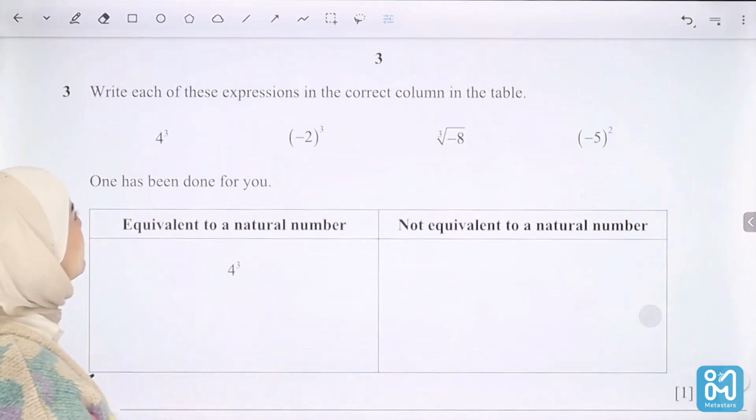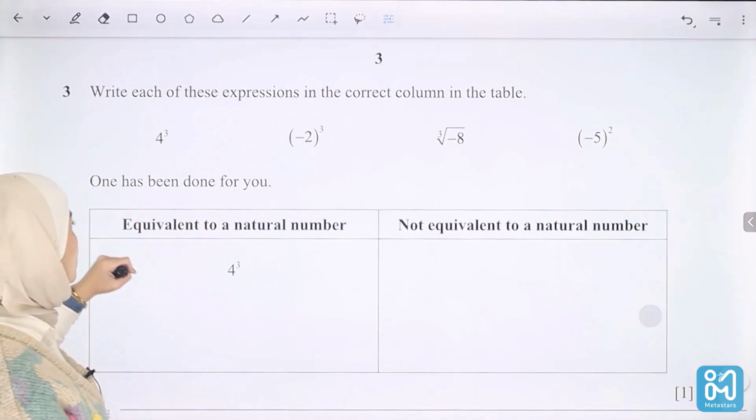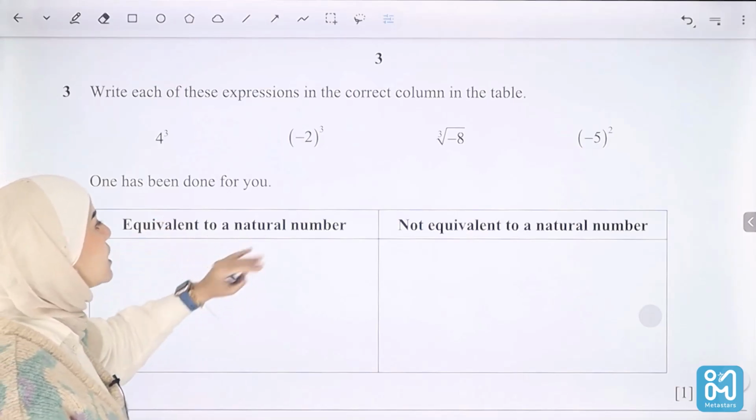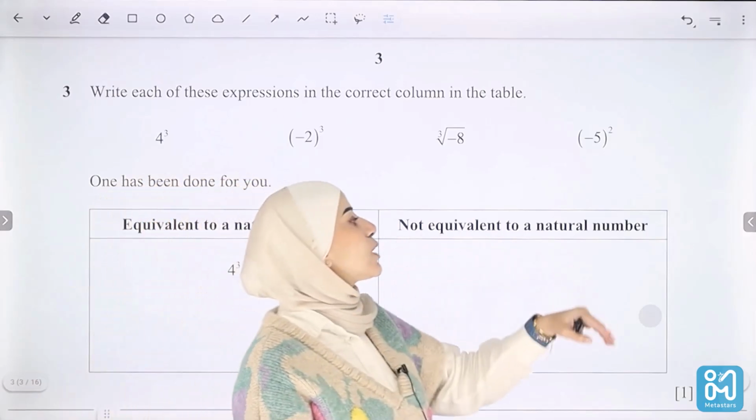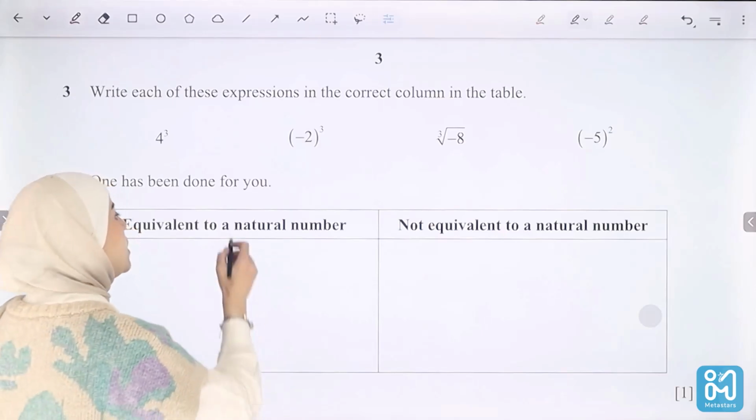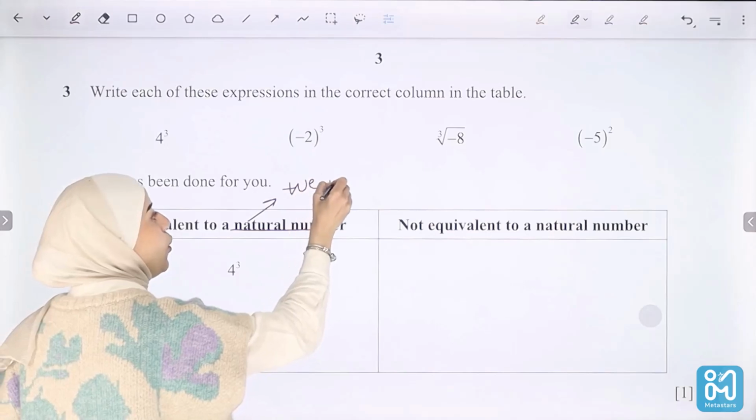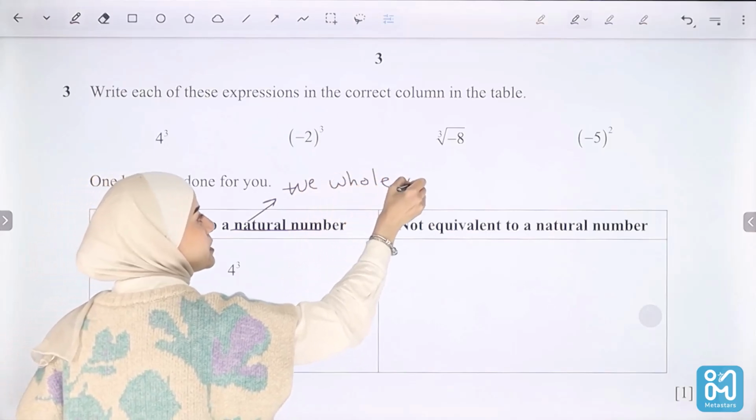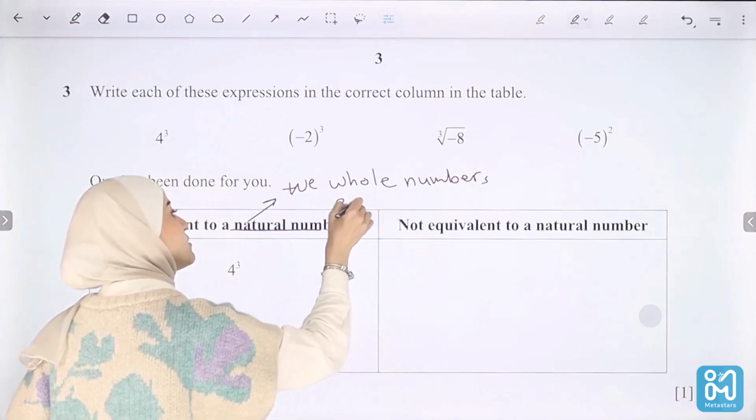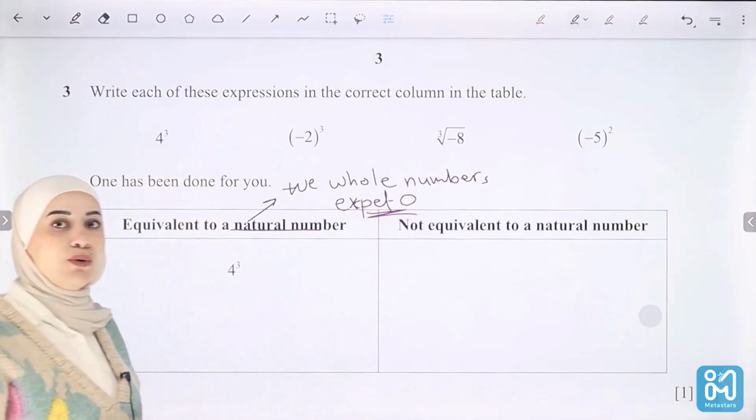Write each of these expressions in the correct column in the table. As you can see, one has been done for you. The first column is asking us to put all the expressions equivalent to a natural number. The second one is not equivalent to a natural number. Now, let's remind ourselves of the meaning of natural number. Natural numbers are all positive whole numbers, except the 0. 0 is not included in the natural numbers.